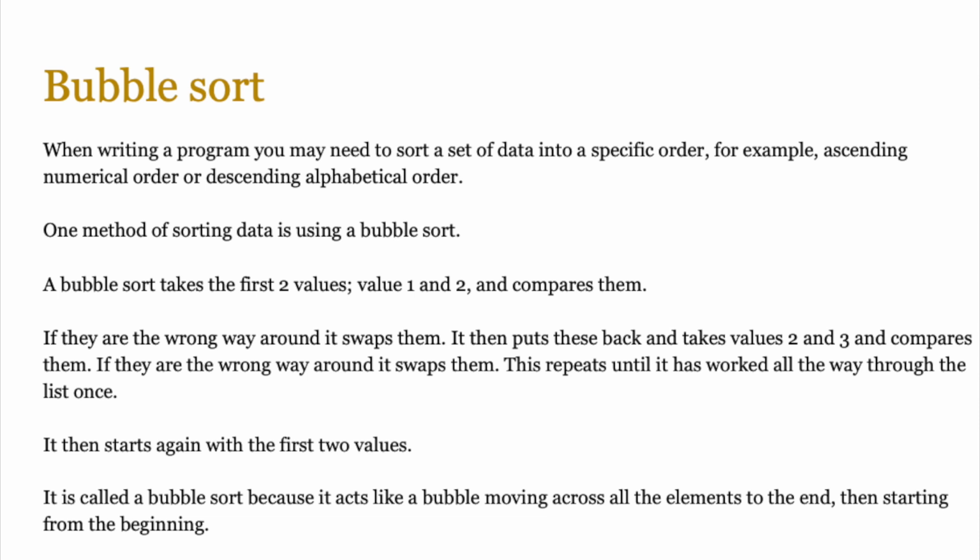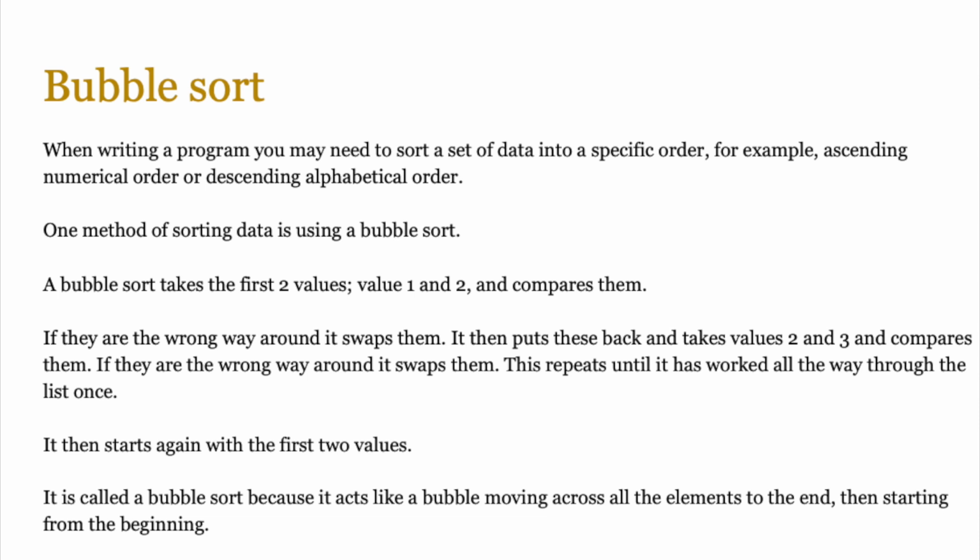If they're the wrong way around, for example, if we were looking at ascending numerical order, we want to check if the lowest value is on the left and the highest value is on the right. So we compare the values, and if we found that the highest value is on the left hand side, we need to swap them. And then we continue doing this for the rest of the values all the way through the list. Now, once we've done one pass of the list, we have to start again and compare the first 2 values to make sure they're in the right order, and we keep doing it until there are no more swaps that occur in that particular list.